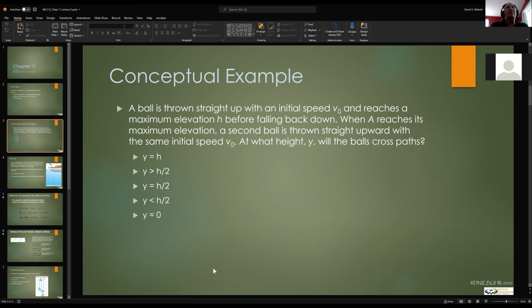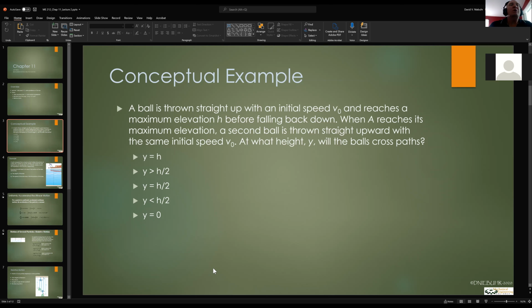The conceptual example I have here is a ball thrown straight up in the air with initial speed v naught, and it reaches a maximum height h. Just before it starts to fall down, another one is launched. The question is, where will the two meet, or where will they cross?